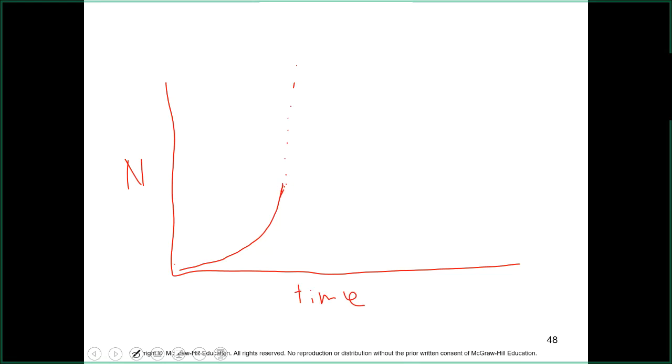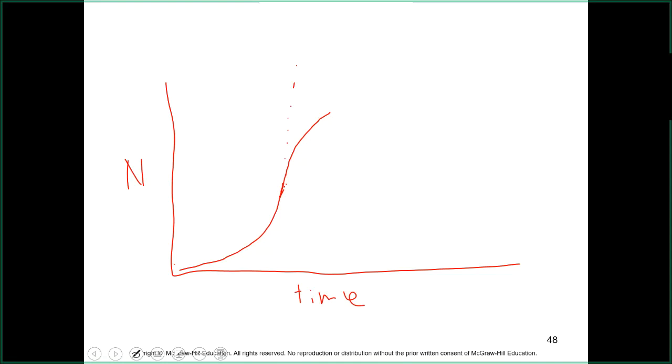Why? Well, the population gets dense. There's lots of crowding. There's wastes being produced. That sort of fouls the environment. Resources get taken up, so there's not as much nutrition. Things get bad, and so the population starts to slow down. And it's still expanding, but at a slower and slower rate.